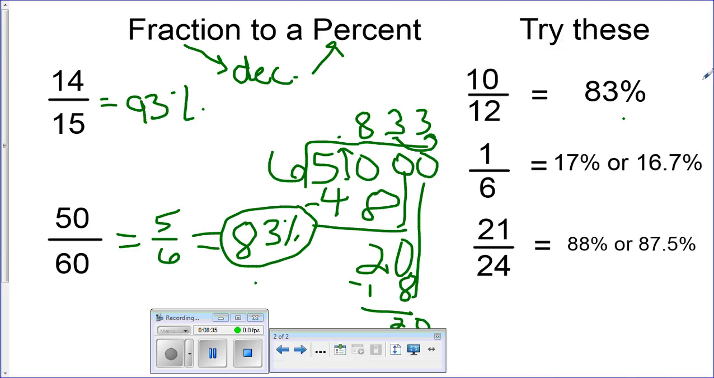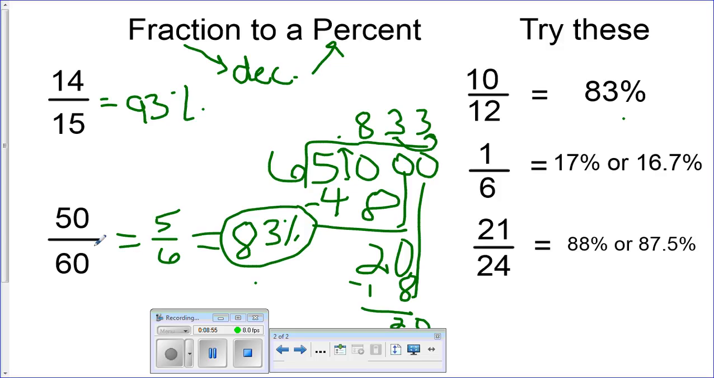Here are some answers for you. Here I have rounded to the nearest hundredth, and then here I have not. So if your answer is close to these, then I will definitely accept it. If you look at 10/12ths, if we reduce it, we get 5/6. So this is the exact same example.